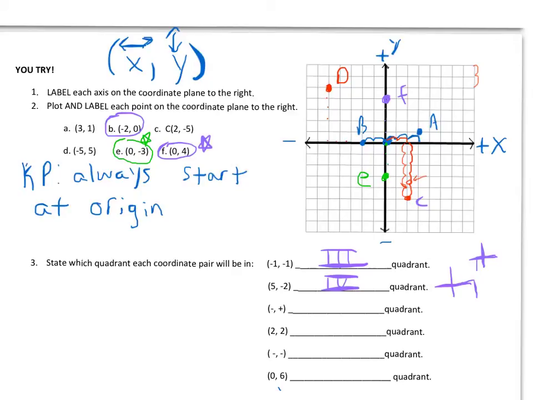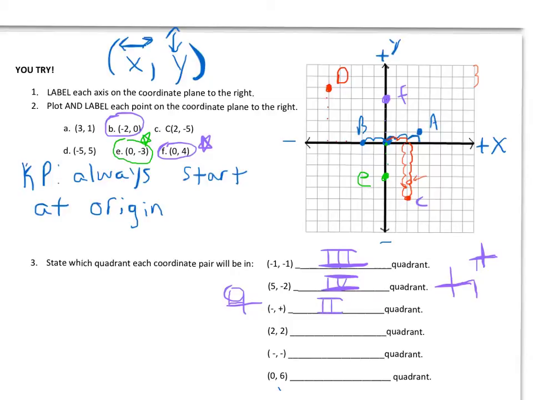Okay. The next one, state which quadrant, if I have a negative and a positive. Okay. Well, any negative number tells me to move left, and then a positive number tells me to move up. So I'm going to be in this quadrant right here, which is quadrant number 2.